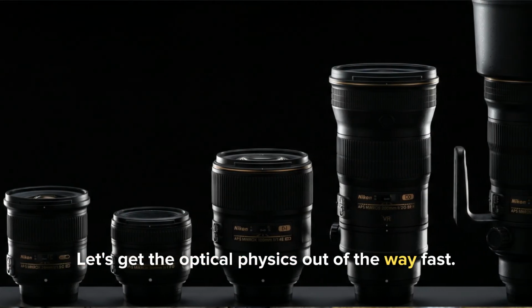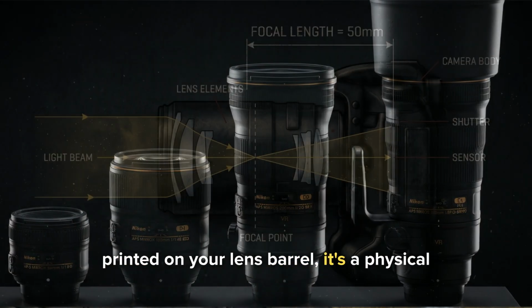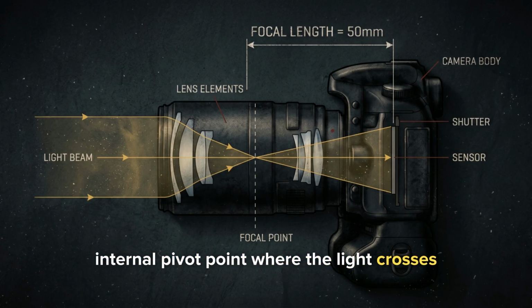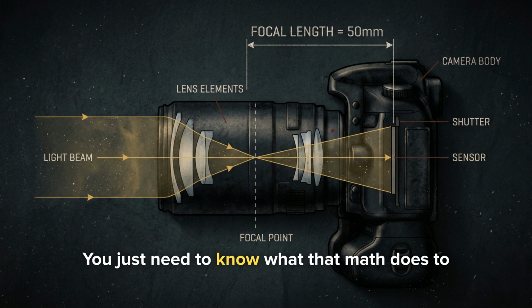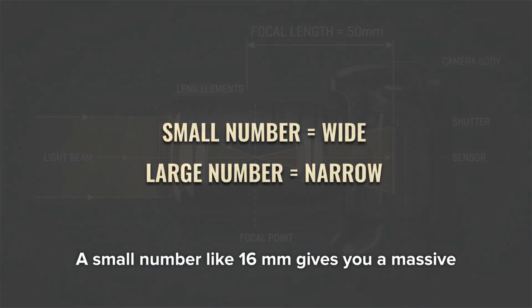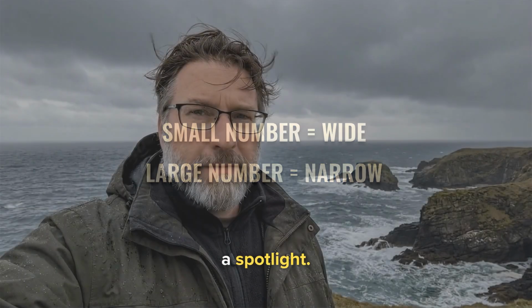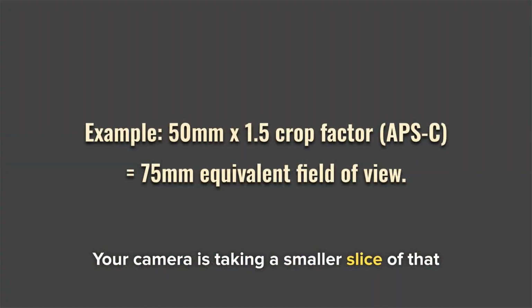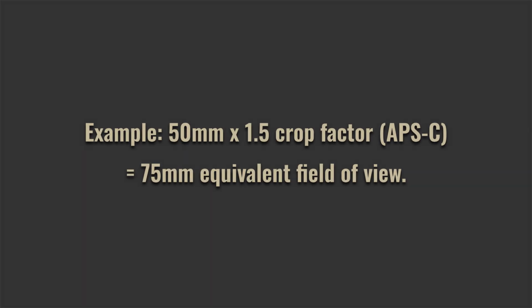Let's get the optical physics out of the way fast. When you see a number like 35mm or 200mm printed on your lens barrel, it's a physical measurement. It is the distance, in millimeters, from the internal pivot point where the light crosses inside your lens to your camera's sensor. But you don't need a ruler in the field. You just need to know what that math does to your cone of vision. A small number like 16mm gives you a massive, sweeping field of view. A large number like 200mm acts like a narrow spotlight. And if you are shooting on a crop sensor, remember our Module 1 math. Your camera is taking a smaller slice of that cone, making every lens look a little bit longer than the number printed on the barrel.